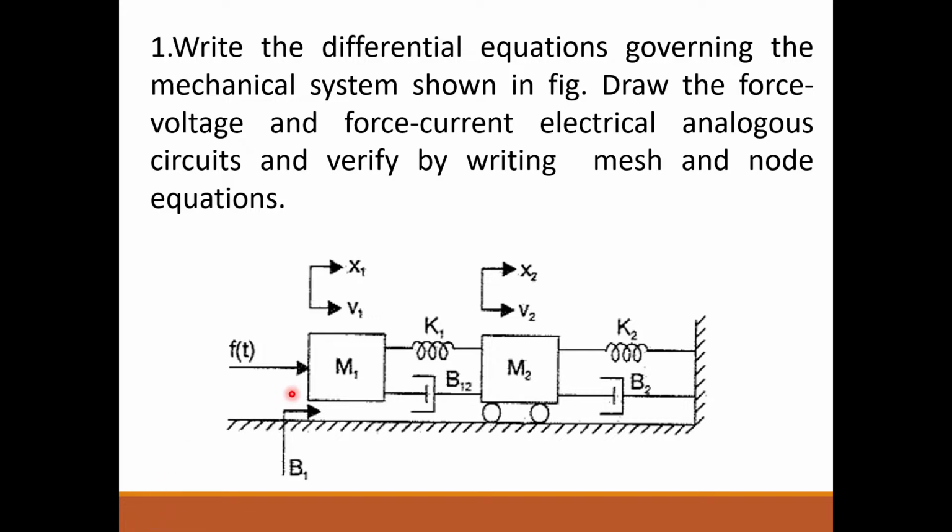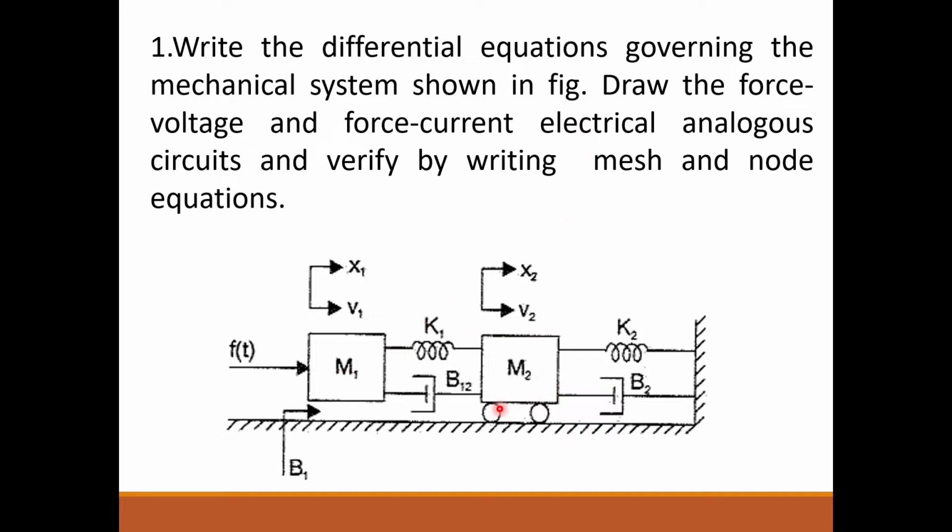If you observe in this problem, there are M1 and M2. So two masses are there. So we can say there are two nodes. Two masses means two nodes. So how many force balance equations can we write here? Can anyone mention in the chat box? Total, two force balance equations we can write.